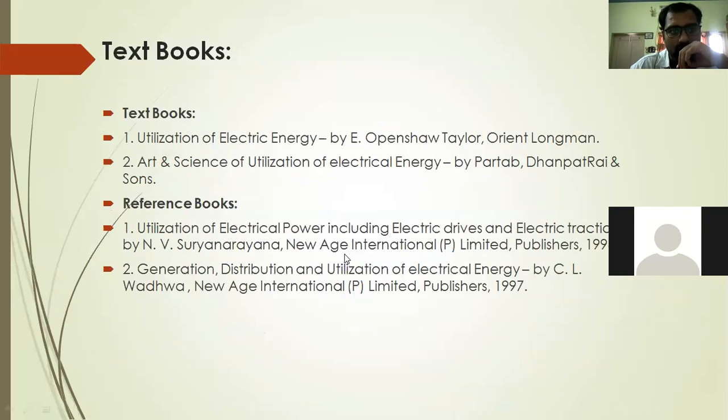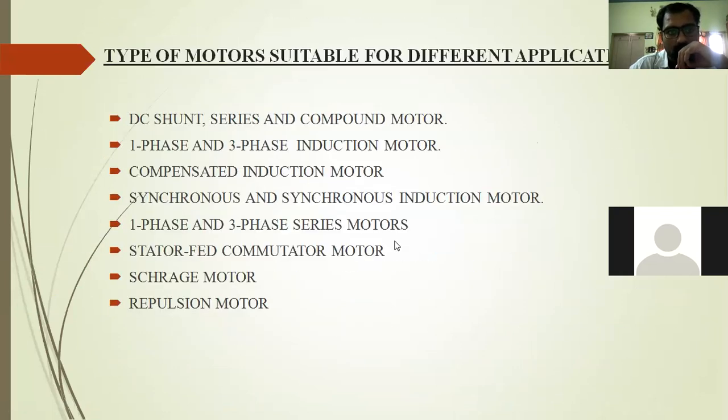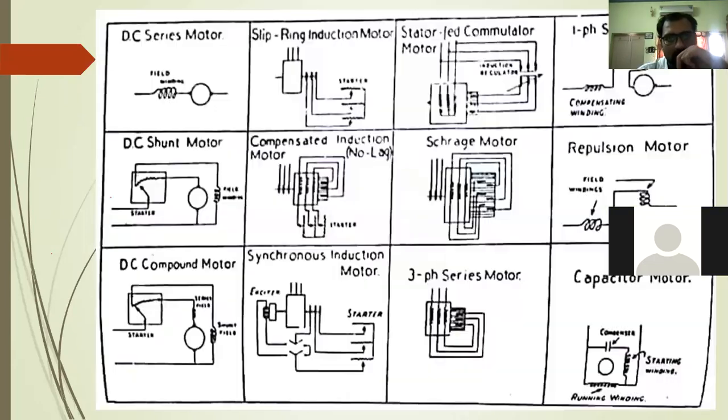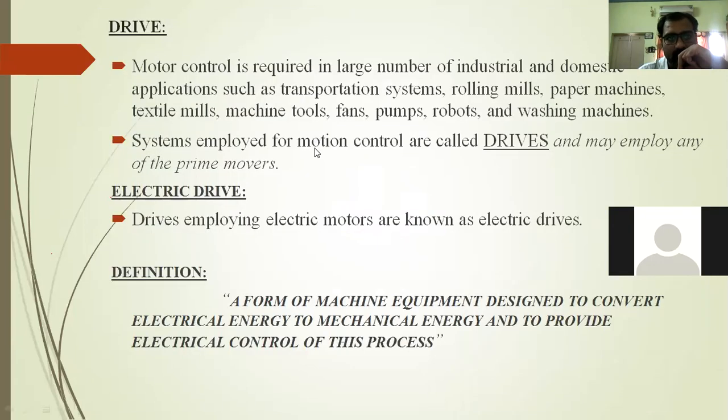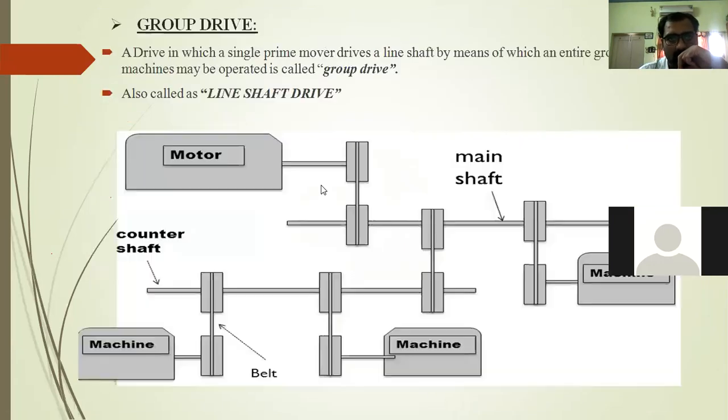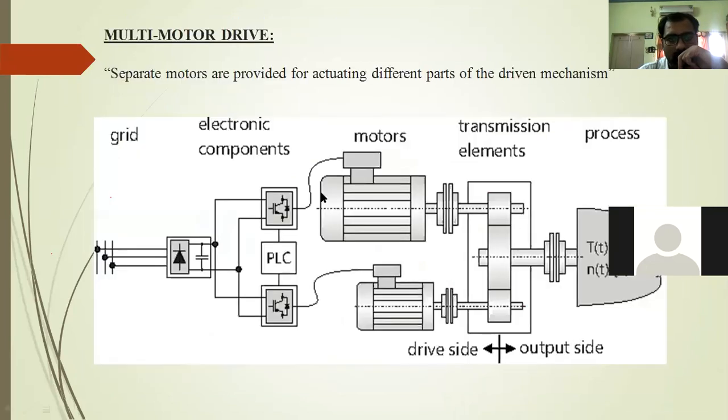These are all the units we have seen earlier, and what is the choice of the motors, and what are the types of motors which are suitable for this. Here we have discussed some of the motors like shunt, series, compound, single phase and three phase induction motor, synchronous motors, square motor, repulsion motor. Now we are going to study the type of characteristics for the DC motors and AC motors. These are some connections. We have discussed what the drive is, group drive, individual drive, and multi-motor drive.